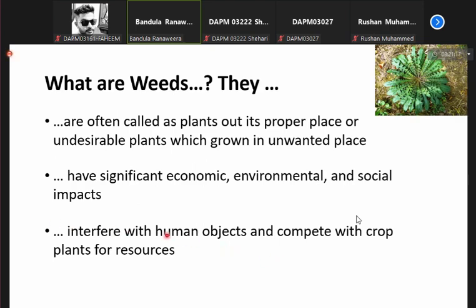Another main thing is that the weed plants are interfering with human objectives and competing with crop plants for the resources provided for crop plants, for common resources, for common growth factors. So because of that, we consider them as unwanted or weed plants.